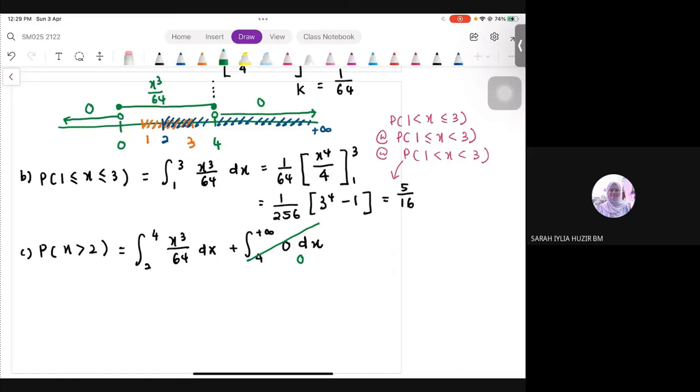Okay. So now we just have to process the function. So this would be equal to 1 over 64 of integrate x cubed. We get once again x to the power of 4 over 4 from 2 up to 4.